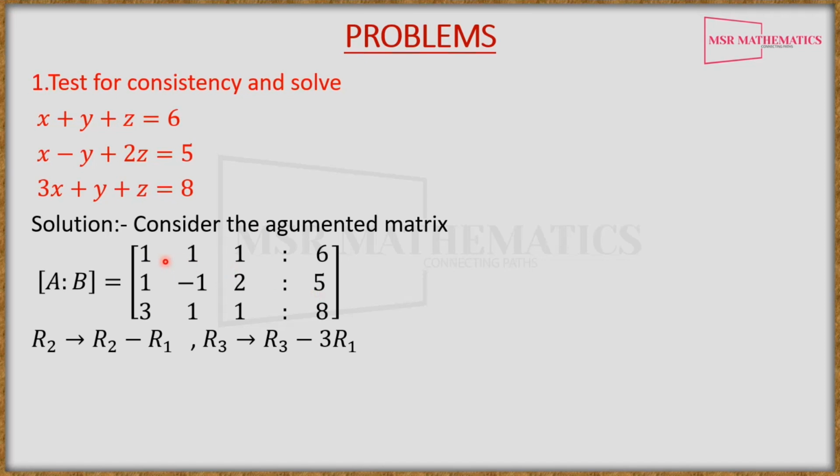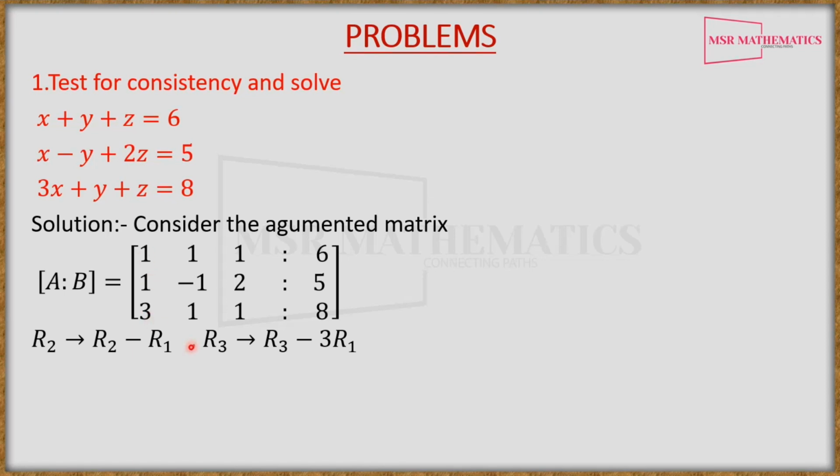The first condition is that the leading entry in each row must be 1. Below this leading entry all the values must be 0. Here in the first row the leading entry is already 1. Our aim is to obtain 0 below this leading entry. Here we have to reduce the second row's first value to 0, and the third row's first value also to 0. For that, the elementary row operation is R2 implies R2 minus R1. Here we have 1, and 1 minus 1 gives 0. In a similar way, R3 implies R3 minus 3 R1. Here we have R3 as 3, and 3 minus 3 into R1, that is 3 into 1 is 3.